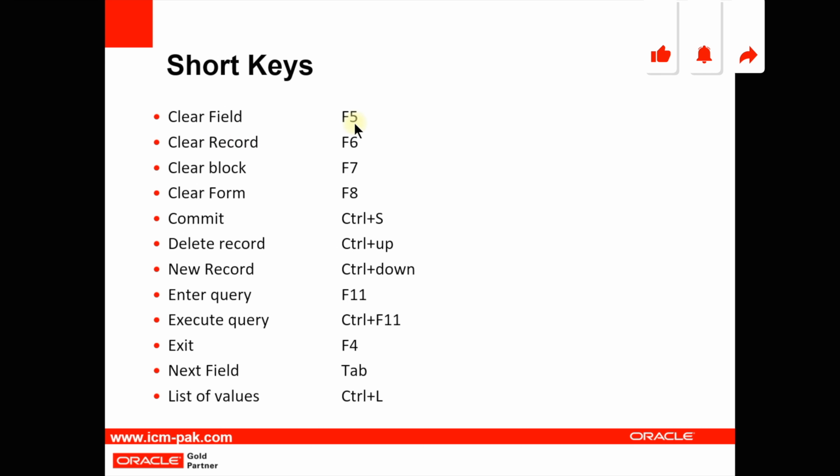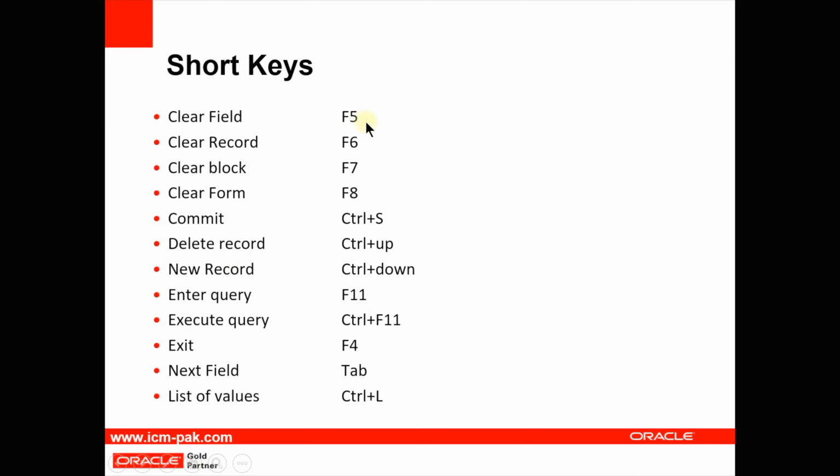First of all, we have F5. F5 will clear the field you are currently in. If you press F5, it will clear this field. F6 is for clear record. As I explained, there is a button in the toolbar to clear record. Same like this, if you press F6, it will clear your current record. If you have a block and you press F7, it will clear the block. And if you click F8, it will clear one complete form. So we have clear field, clear record, clear block and clear form. I will tell you what is a block, a form, a field and a record.